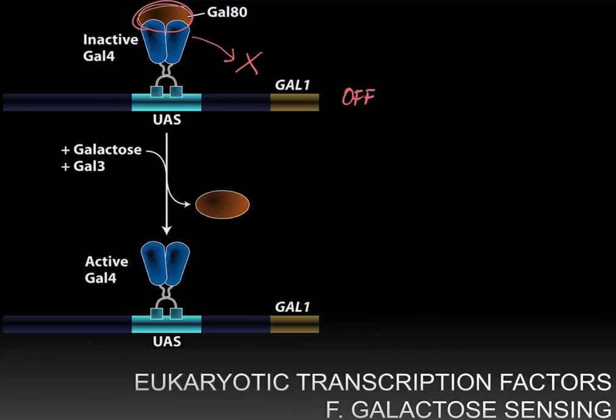Now, when galactose is available to the cell, there is another protein called GAL3, and galactose acts as the allosteric effector.